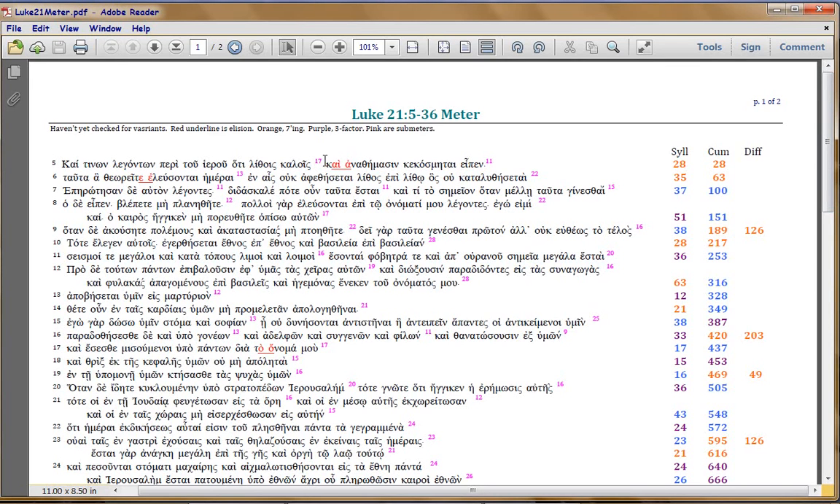See, this is 17 syllables. You can count the syllables. Kai, tinon, legon, ton, peri, I'm just saying in a bad American accent, tou hierou hoti lithois kalois. Okay, that's 17 syllables. You can count that yourself in any passage of the Bible.